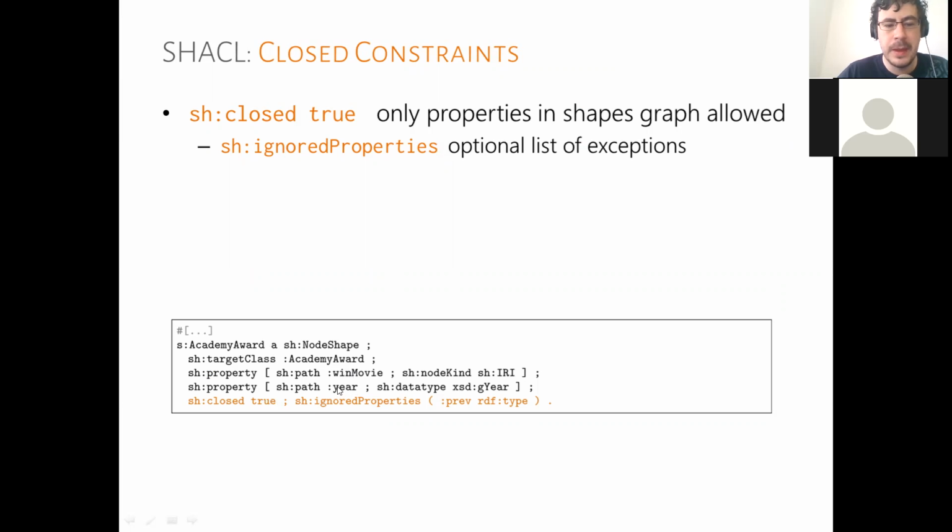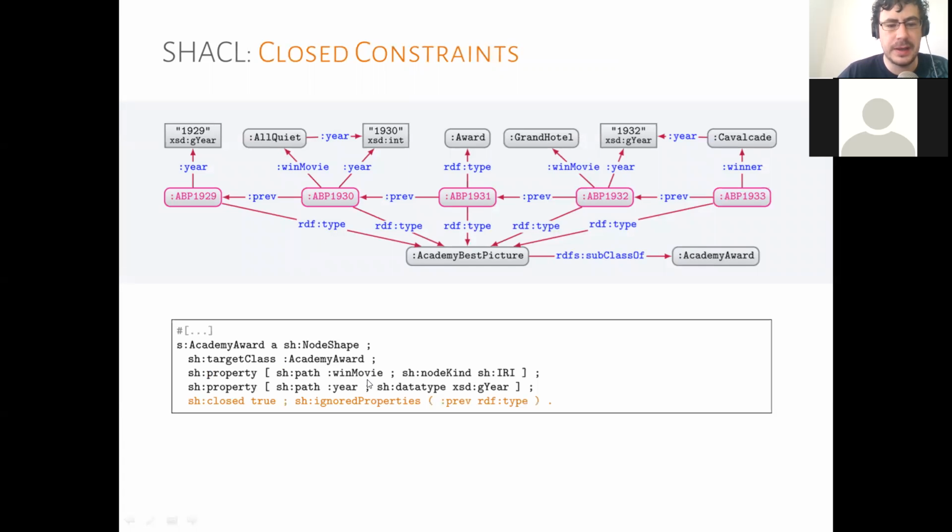but as well that we can add a list of exceptions. So we can say that it can also have a value for previous and a value for RDF type. It can have both of these as well as outgoing properties. So if we look at our example again, we see that this is okay. We don't have any forbidden outgoing properties. We just have a year and type. So this is okay. This node here has type, previous, year and win movie, which are the four we allow.